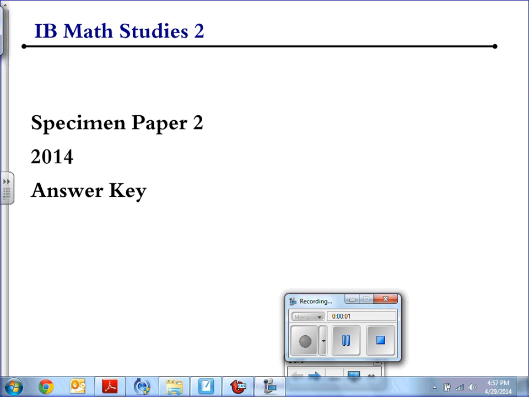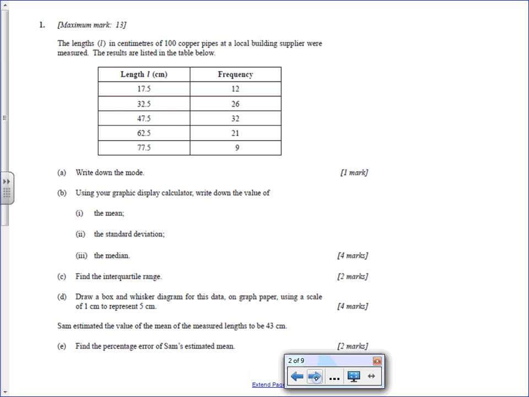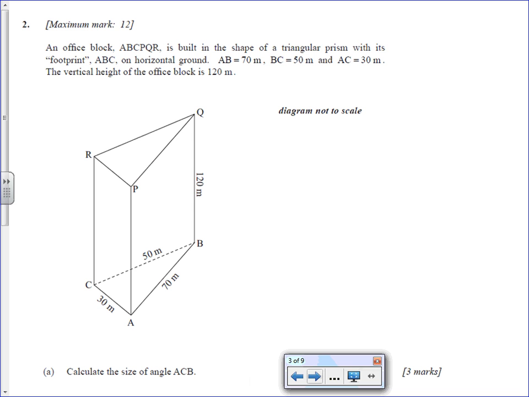This video is going to go over the second question, the Specimen Paper 2 2014 edition for the IB Math Studies exam. So the second question is a three-dimensional trig question. All of the information that's given in the question is already labeled on the picture for you, so we can jump right into the problem.